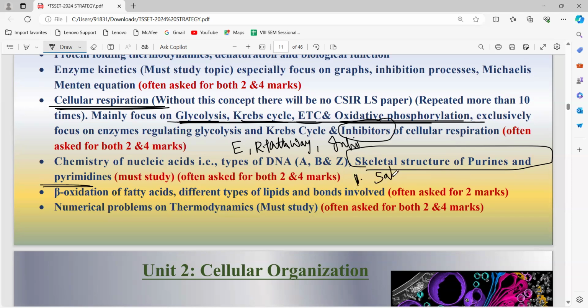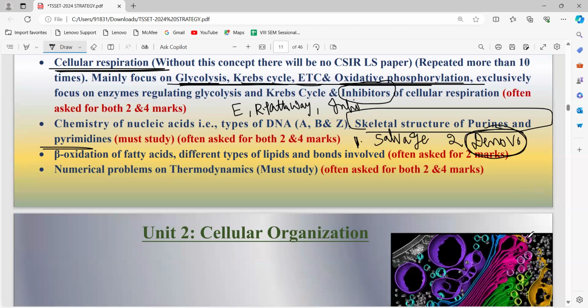Purines can be synthesized by two pathways. One is called the salvage pathway, friends. Another one is called the de novo pathway. So in the 2023 question paper, we got a question exclusively from which pathway? We got the question exclusively from the de novo pathway. So these all seem very new to all of you because you might have forgotten almost all the concepts. But you have to read every single concept from now.